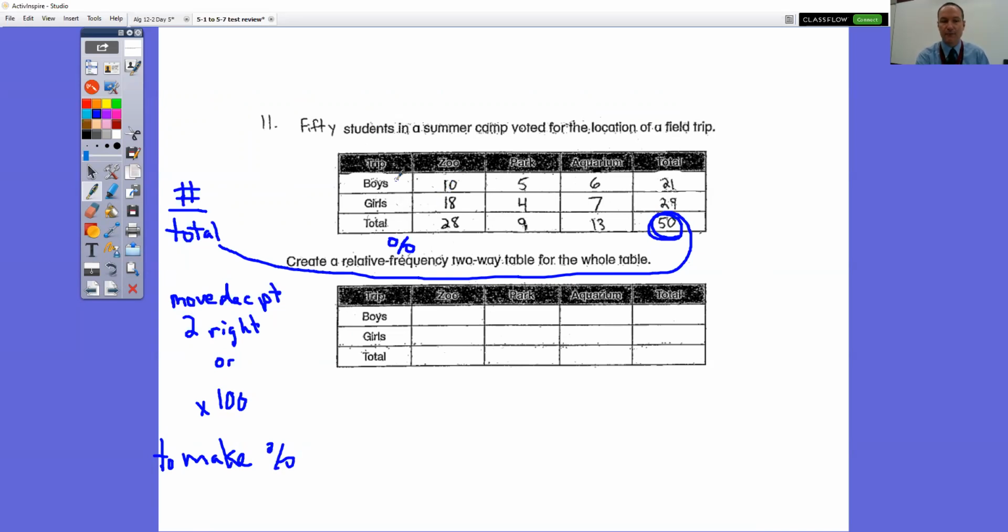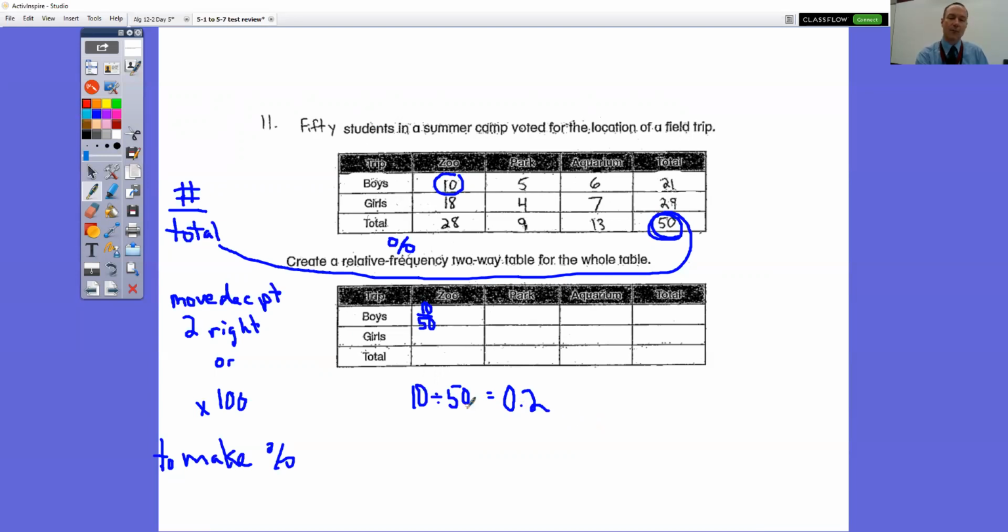So we have boys at the zoo. Boys to the zoo is 10, 10 out of 50 people in the survey. So we would do 10 divided by 50. Remember, we always do the top number divided by the bottom number. 10 divided by 50, when you type it into your calculator, you get 0.2.